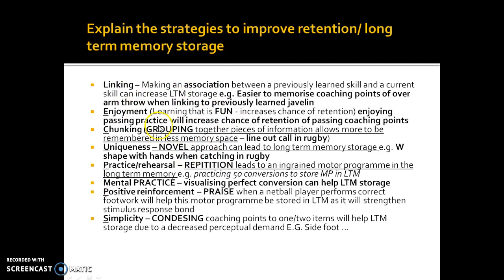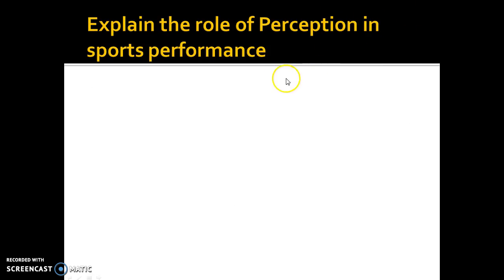Have a look at it. Have you got your key translation word? Is it linked to long-term memory storage? And have you got an example that shows you that the strategy you're talking about works? Next we're on. Explain the role of perception in sports performance and its effect on sports performance.